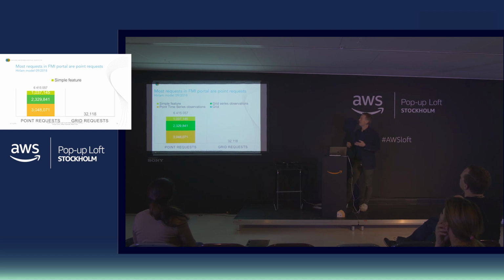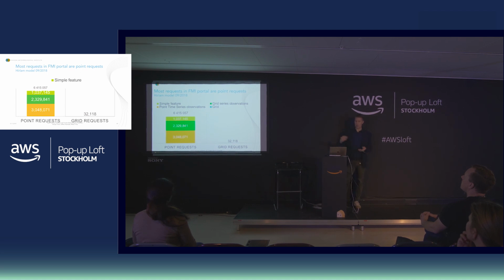compare AWS and our open data portal, we need to look at Harmonie weather forecast requests because we have all the Harmonie data available there. And this plot is how requests are divided for Harmonie data in our open data portal. We get 6.5 million point requests to Harmonie and 32,000 grid requests in binary format.